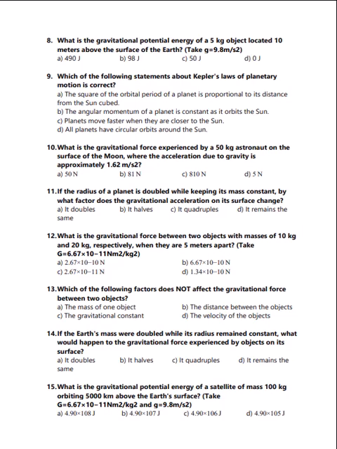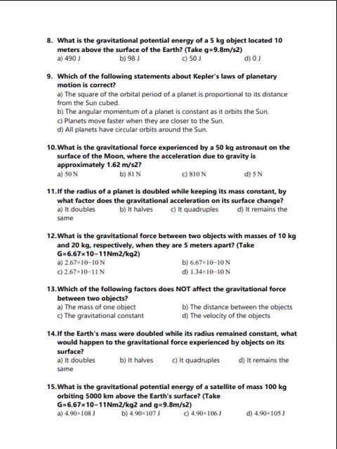Which of the following statements about Kepler's law of planetary motion is correct? So we have 4 options and option number B is the correct answer, that is, the angular momentum of a planet is constant as it orbits the sun.